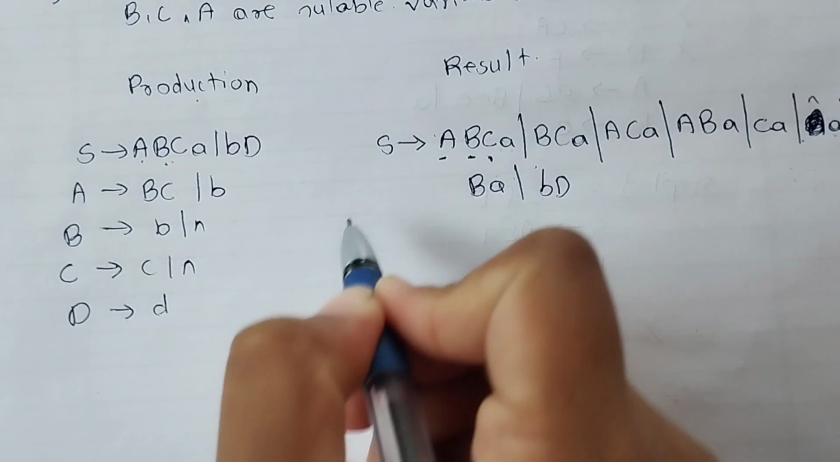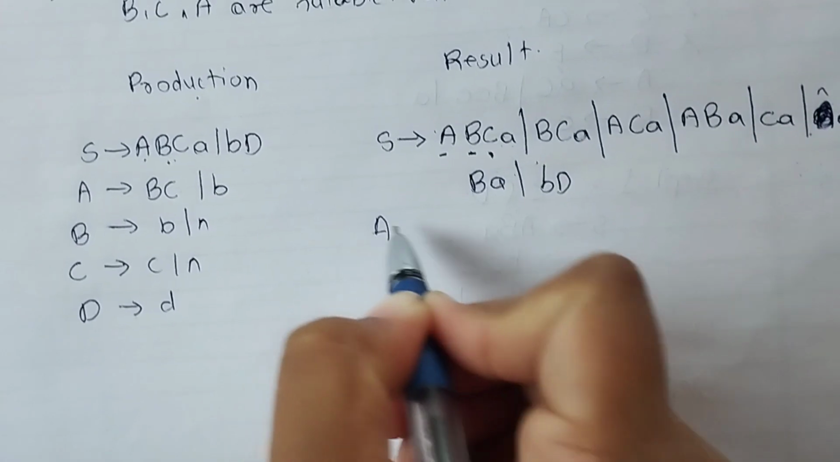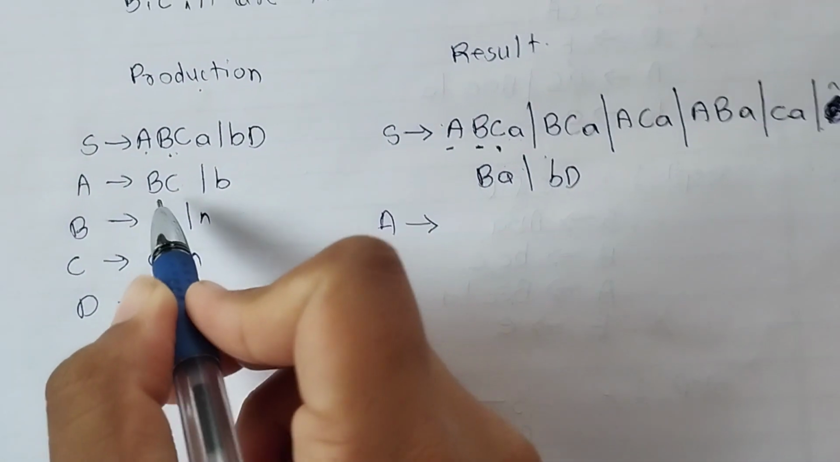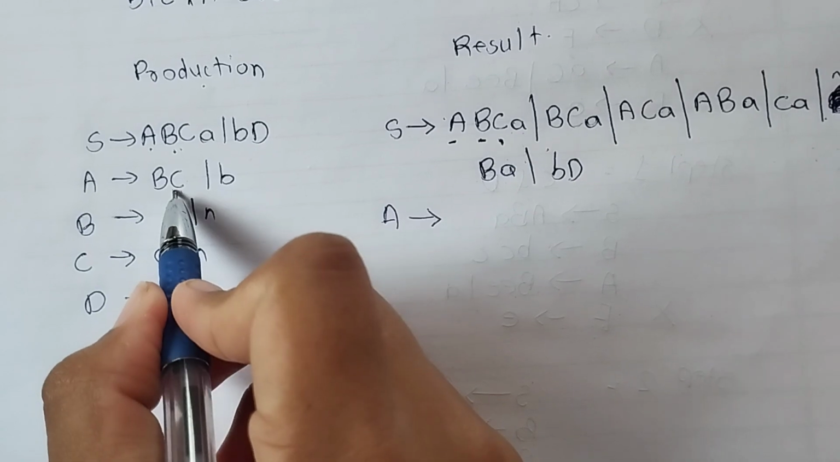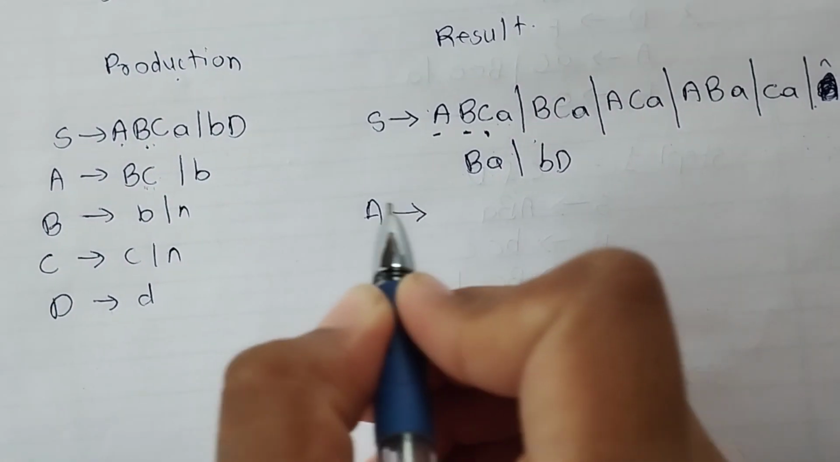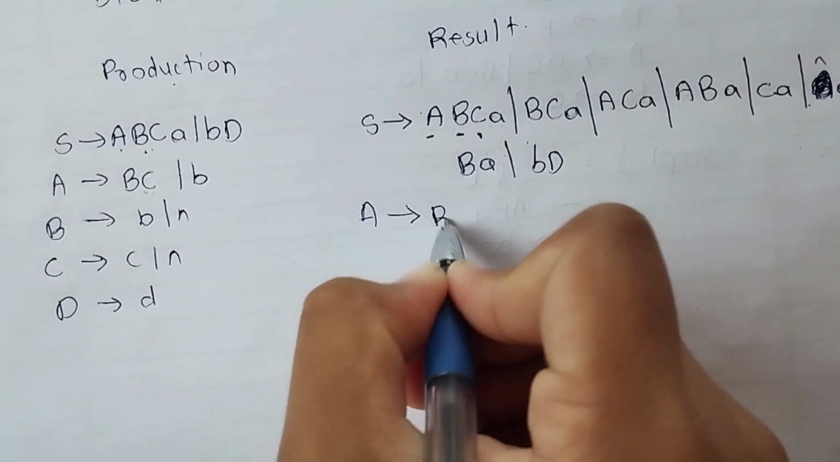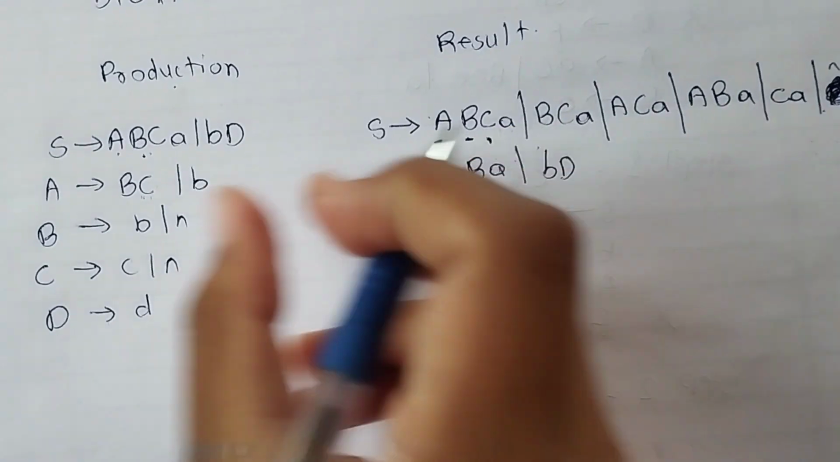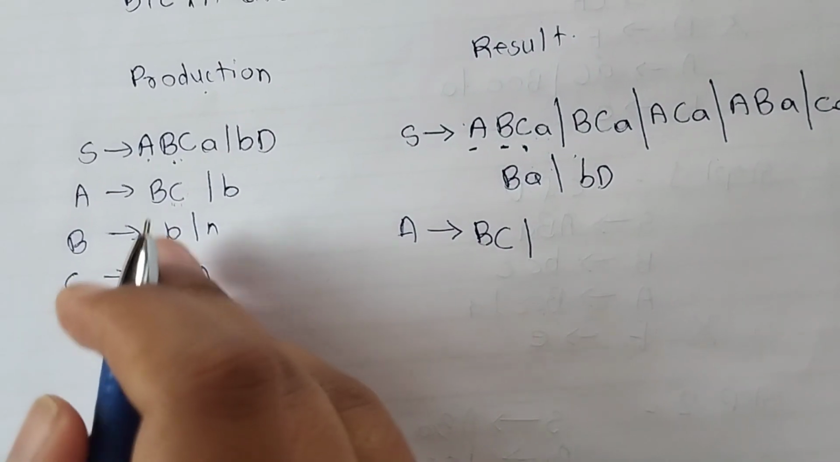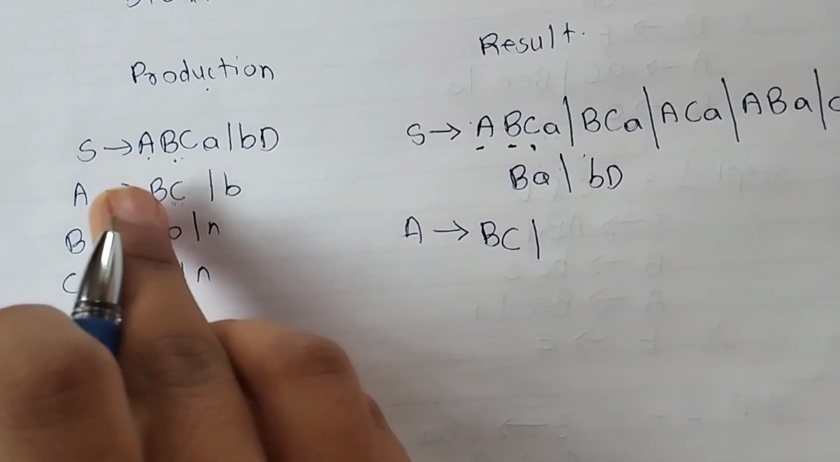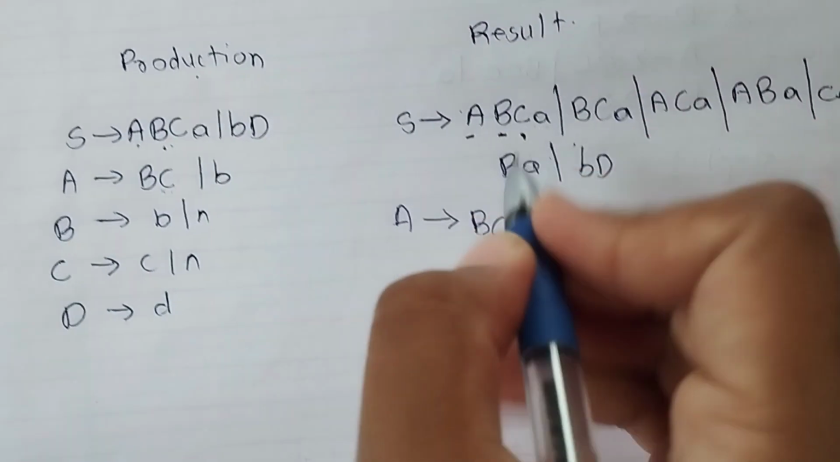So same for the remaining variables. Now we consider A. In A, BC is present and these are the nullable values. So as it is, first we write BC, the first production as it is. Then we consider one time only B is not considered, and that time C is considered.